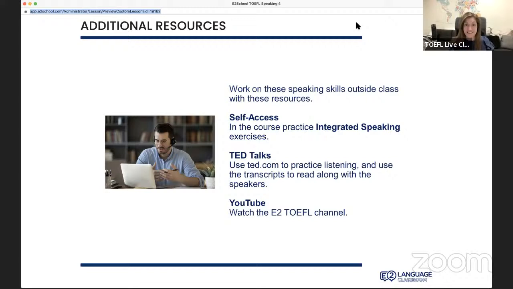And you'll also be practicing 3 of the 4 areas at once: listening, reading, and speaking. So I think that's a really great thing to do. We do that quite a bit over at E2 School as well. And there are a lot of free activities at E2 School. So if you want to go over there, definitely do that. And of course, check out our YouTube channel, the E2 TOEFL channel, and the E2 School channel as well.